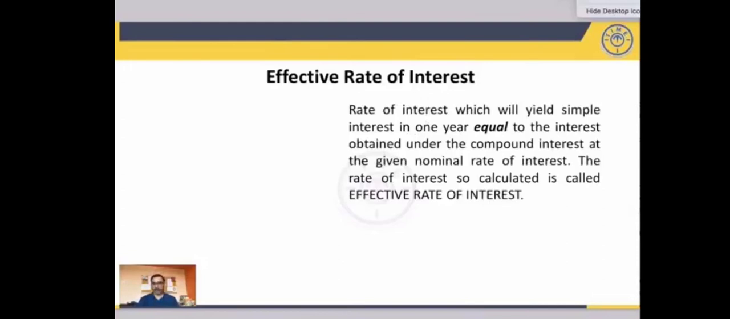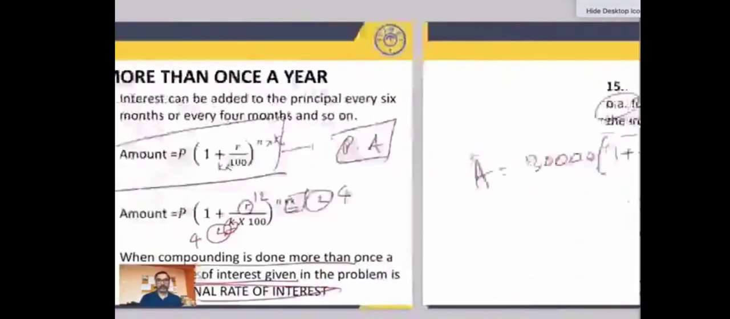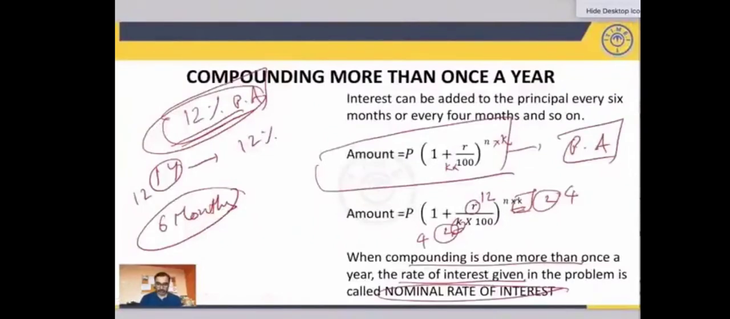Now let's move to one more concept, that is effective rate of interest. Now what do we mean by effective rate of interest? In the earlier case, you have seen the nominal rate of interest. Nominal rate of interest is nothing but what? Compounding done more than once a year. That interest is called the nominal rate of interest.